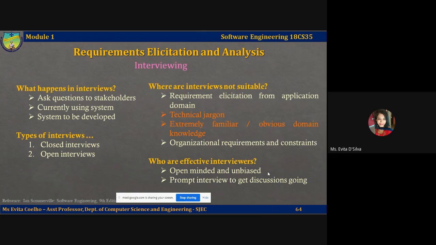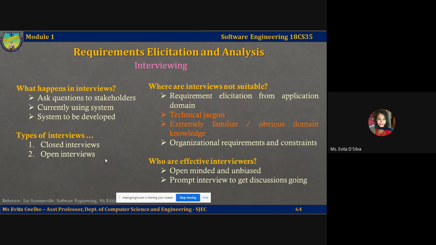Interviews can be of two types. First one, closed interviews. Closed interviews are the ones where the stakeholders answer a predefined set of questions like a survey or a questionnaire. Open interviews are the ones in which there is no predefined agenda.